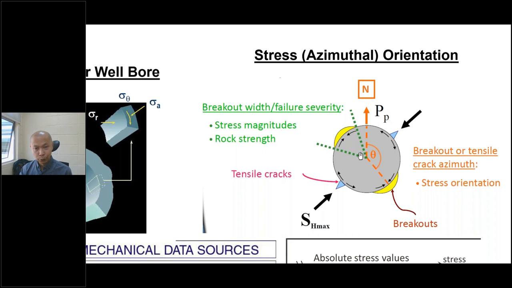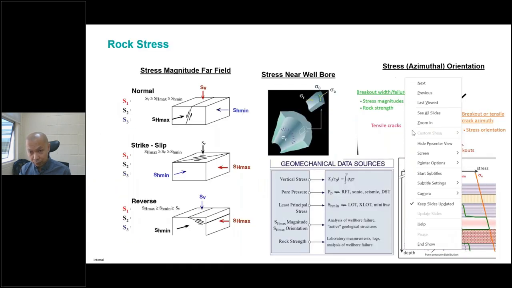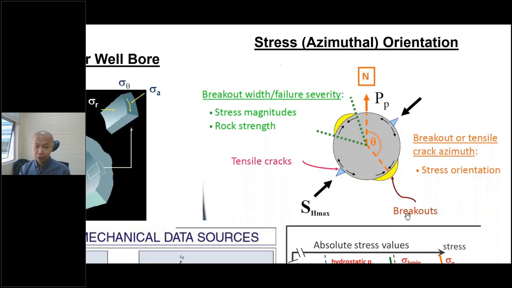So you will find a portion where we have a breakout. We call it breakout here. Let me zoom in. Yeah, breakout here, right? And 90 degrees from it, you have a portion which fails because of the tensile. So they are always 90 degrees apart, right? By knowing which azimuth the breakout and the tensile crack happen, we can infer which direction is maximum horizontal stress and minimum horizontal stress.